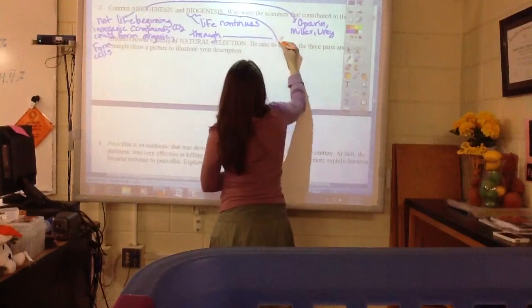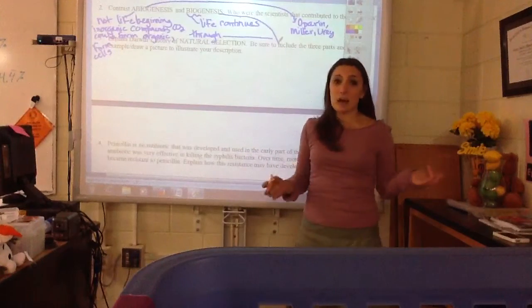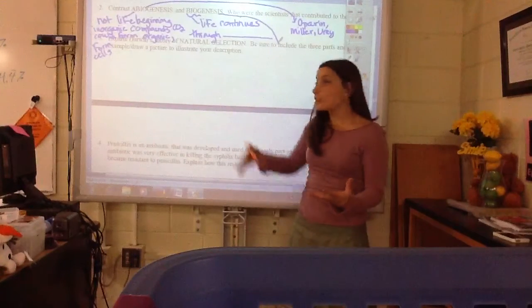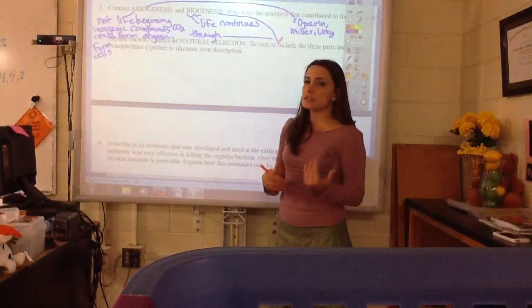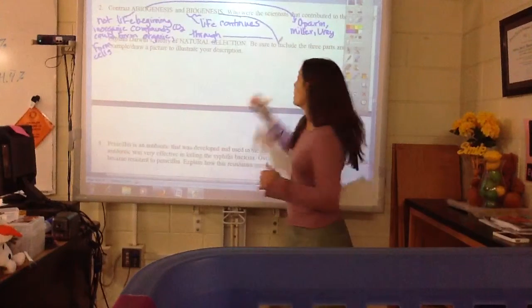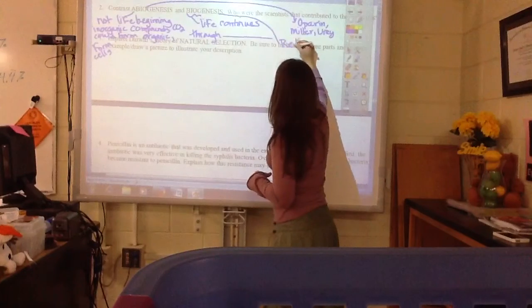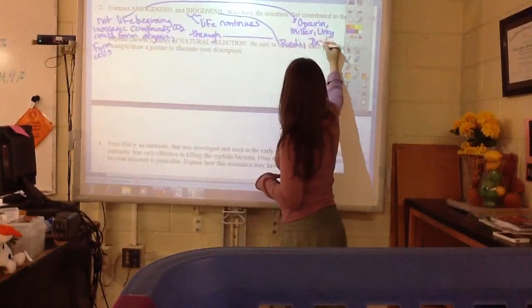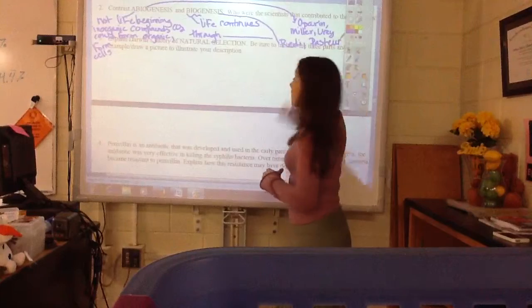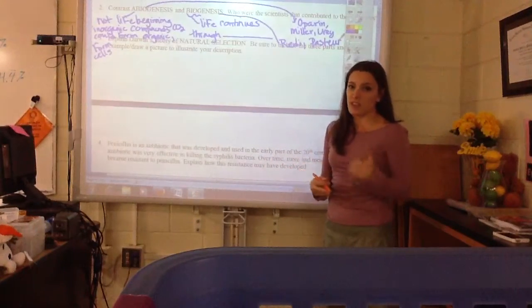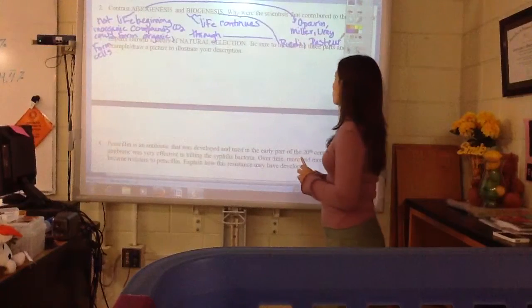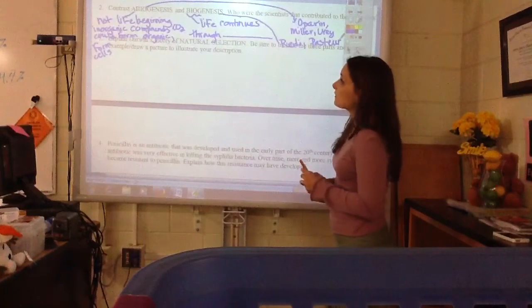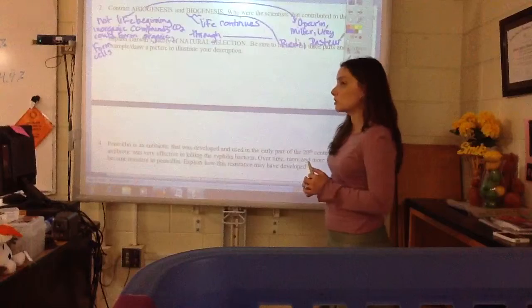Biogenesis is what happens now. Abiogenesis doesn't happen anymore. Life started from these inorganic molecules forming cells, but now life continues. And so there was a man named Francesco Redi and a man named Pasteur, and they are the scientists who proved that life now continues. Darwin's theory of natural selection, be sure to include the three parts and give or draw an example to illustrate your description.